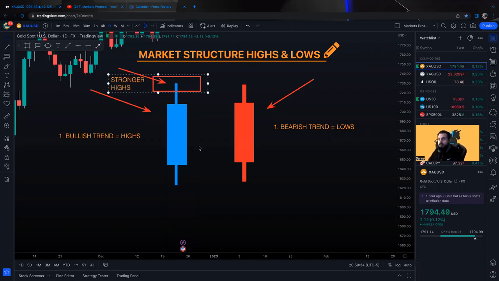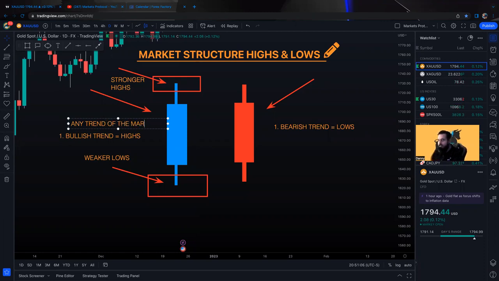Stronger highs, and the lows of the bullish candle will always be weak, regardless of the trend. The trend could be bullish or the trend could also be bearish. So we will have weaker lows for a bullish candle. This is what you have to remember, and this could be taking place in any trend of the market. That means we could be trending to the upside, and we could also be trending towards the downside.